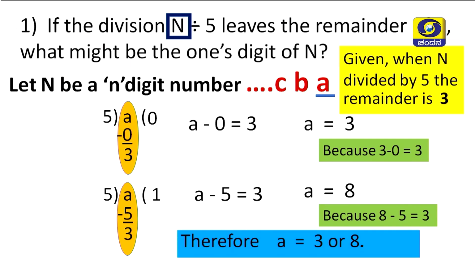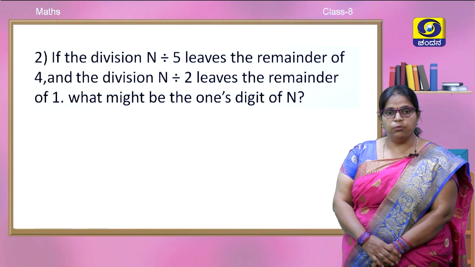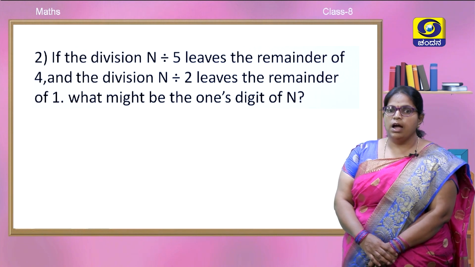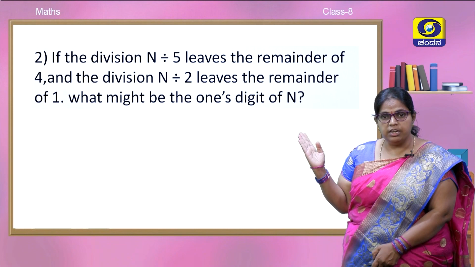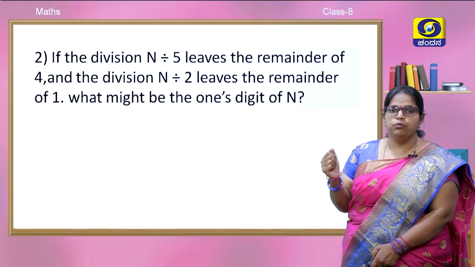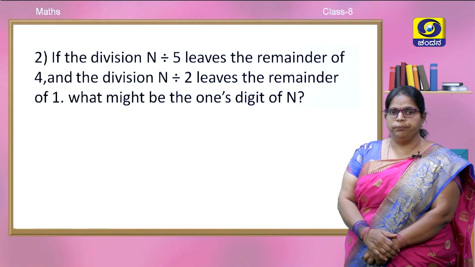Therefore, A can take the value 3 or 8. Now, let us take one more sum. If the division n divided by 5 leaves the remainder of 4 and the division n divided by 2 leaves the remainder of 1, what might be the ones digit of n?